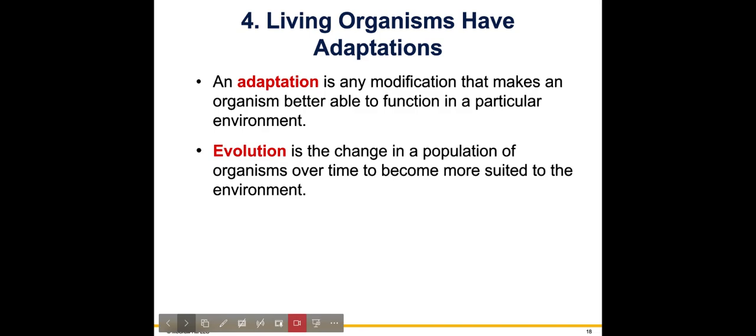Number 4 is that living organisms have adaptations. An adaptation is any modification that makes an organism better able to function in its environment. Evolution is a change in a population of organisms over time to become more suited to that environment. Or really, what's happening is that those living things are acquiring those adaptations and passing that genetic material to the next generation. And over time, we will see more of those adaptations within the population.